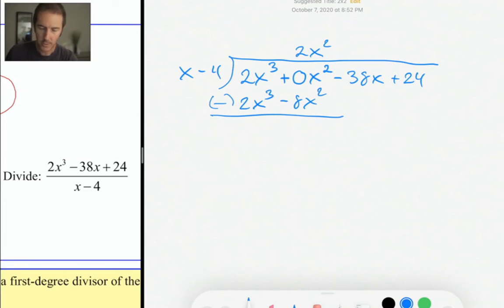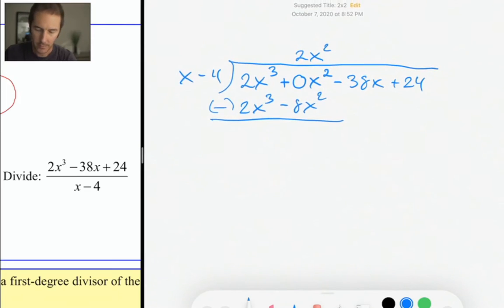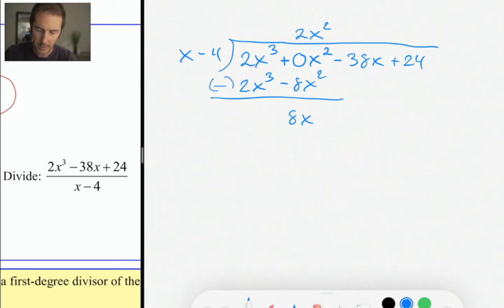So now let's do the subtraction. 2x to the third minus 2x to the third is 0. That needs to happen every time. If you're not getting a 0 there, then you did something wrong. And then we've got 0x squared minus negative 8x squared. So be careful with the double negative. It does turn into addition and give us positive 8x squared. And then we do what we did when we were kids. We bring down the next, it's not the next digit anymore, now it's the next term, minus 38x. And then we repeat the process.